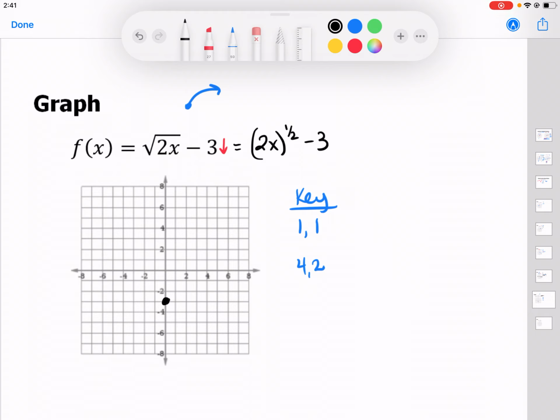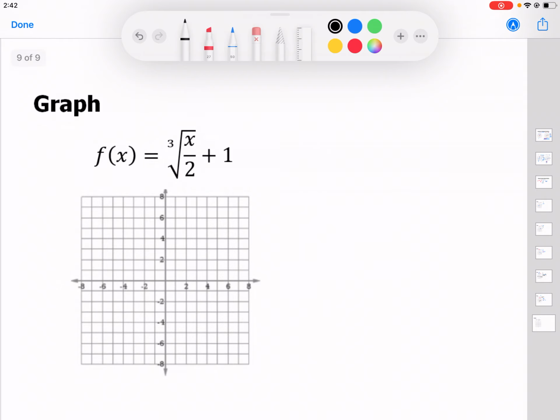And then we do have some multiplication. That, because it's under the square root, is going to affect our x's. And you always do the opposite. Okay, so in this case, it's multiplying by 2, so we're going to divide both of these by 2. So you have 1/2, 1, and 2, 2. So if I go to the starting point, from that starting point, I'm going to go over 1/2, up 1, and I'll go over 2, up 2. And draw my function.